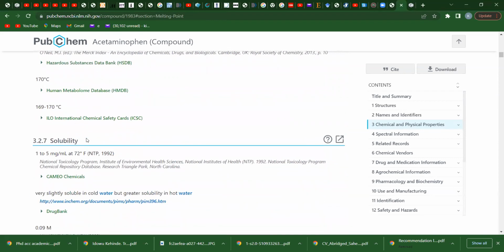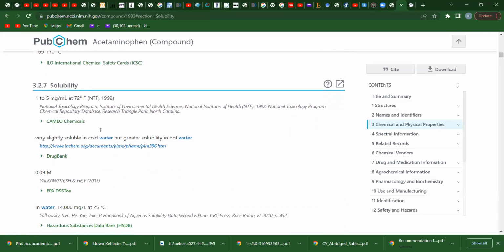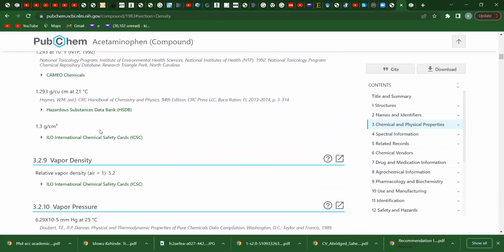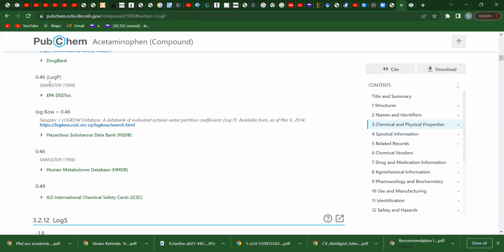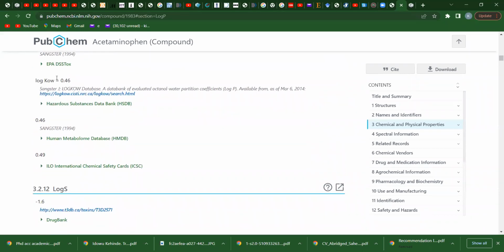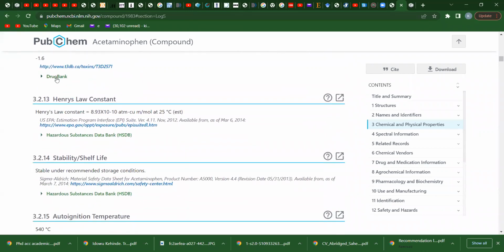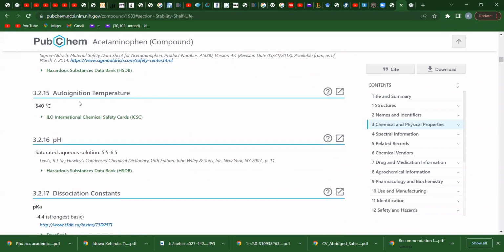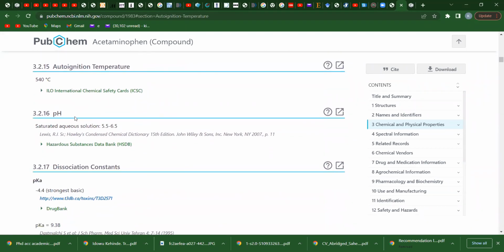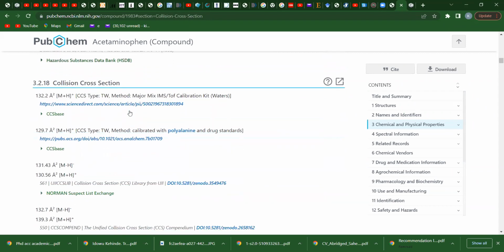So, for many of us in pharmacy or any other field, they may ask us to get information about this. So that is some of the things. Solubility, can you see the solubility in water? Density. So this gives a lot of information, and it is being updated almost every time. The log P value is 0.46, the log KOW value, log S value, solubility in water, stability and shelf life. Also ignition temperature, the pH, the normal pH of it, the dissociation constant. This gives you a lot.